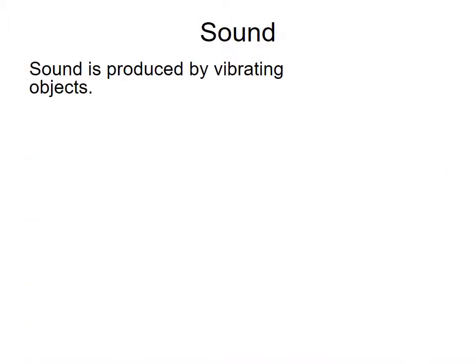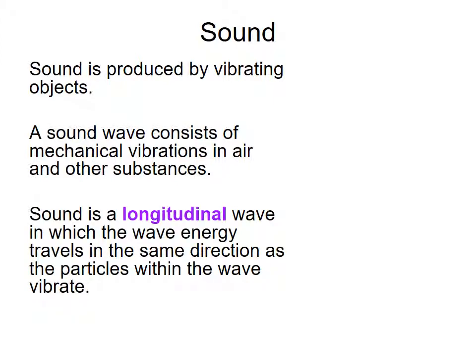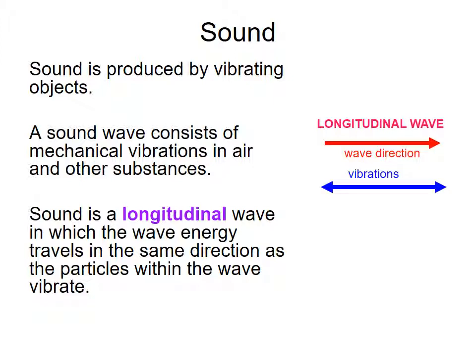So sound. Sound is produced by vibrating objects. And the sound wave consists of a mechanical vibration in air and other substances. Because it's a mechanical vibration, it's going to need a medium like air. And sound is, from our previous lessons, a longitudinal wave in which the wave energy travels, of course, in the same direction as the particles within the wave. Okay, that's what it means to be longitudinal. That's the definition. So remembering the wave direction and the vibrations are in the same direction, that way it is longitudinal.